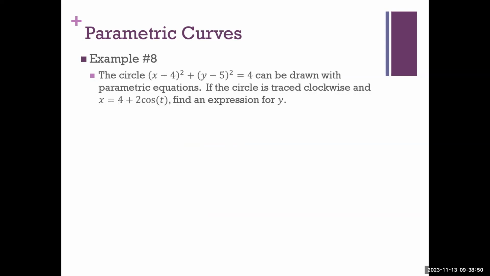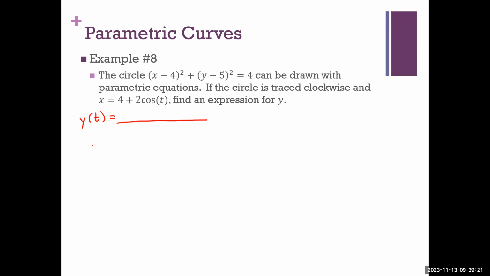I'm giving you the Cartesian equation of a circle, but I want to parameterize it. And I've already given you half of the parameterization. So basically my goal here is to find y of t equals what? Any ideas on how to get there? What would you like to try? Munya?